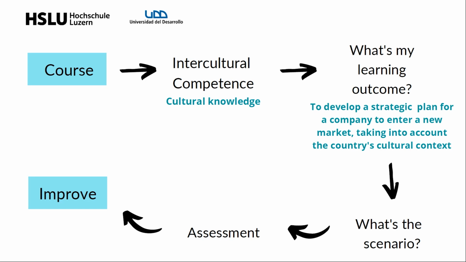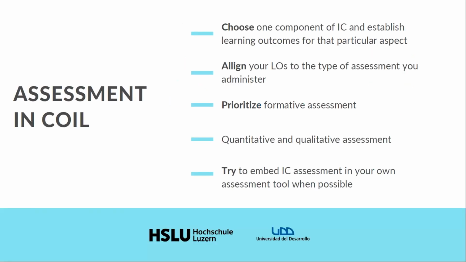Definitely. Thank you. This is a cycle that you can help yourself with when you think about evaluating or assessing. So here I brought 5 tips. First, you can choose one component of this competence and establish the learning outcomes, the objectives of the collaboration. Then, of course, you align your learning outcomes with the type of assessment you make or administer. My advice would be to prioritize formative assessment. That means not graded. I wouldn't grade students on this. I would just do formative assessment.